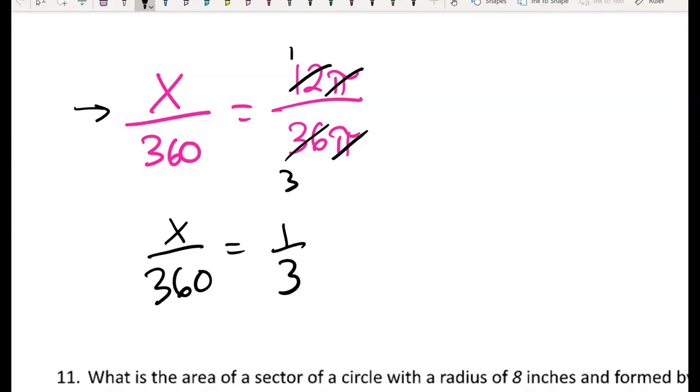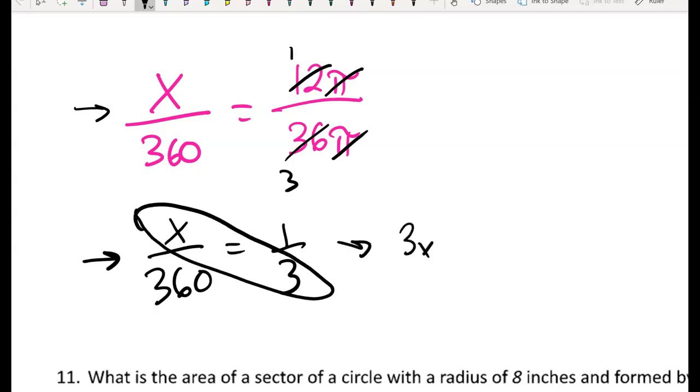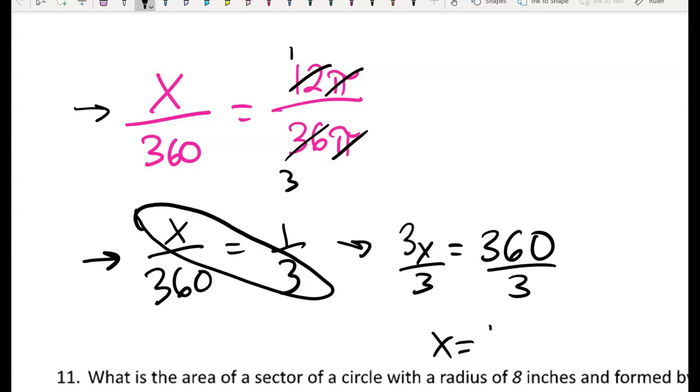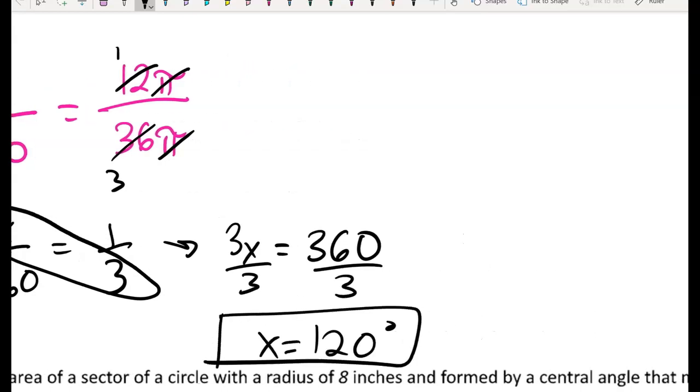these equations are equivalent. And the reason I might recommend simplifying to the bottom one is just to make the calculations when you type them into your calculator a little bit easier. Because now when I multiply across, 3 times x is just 3x, and 1 times 360 is just 360. And if I divide out the 3, I find that my central angle that I'm missing is 120 degrees.